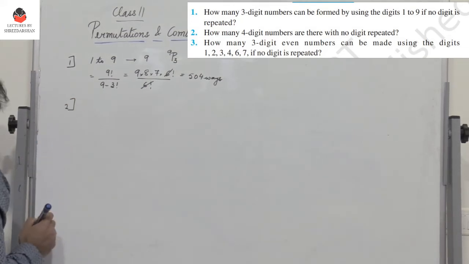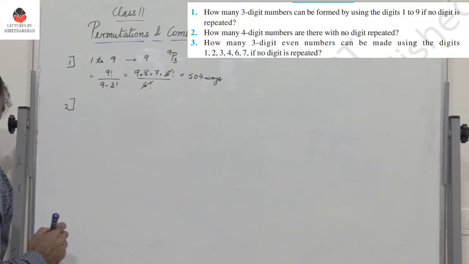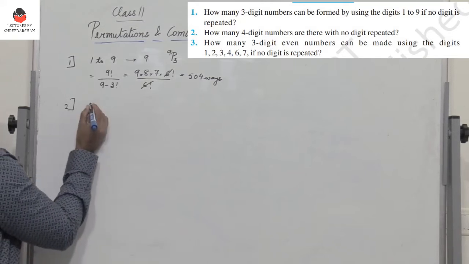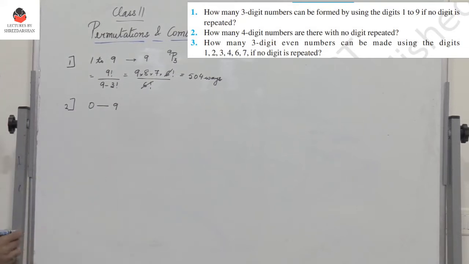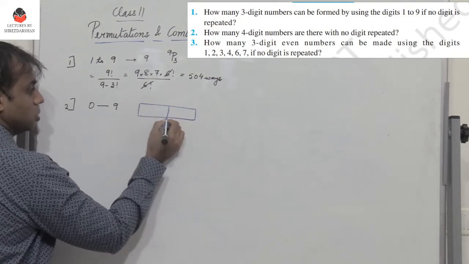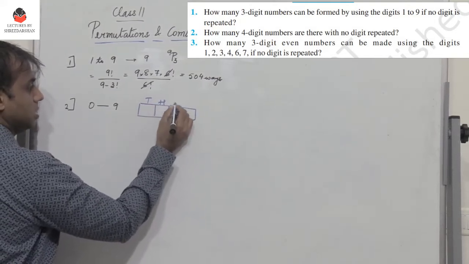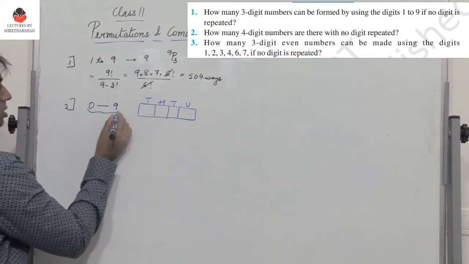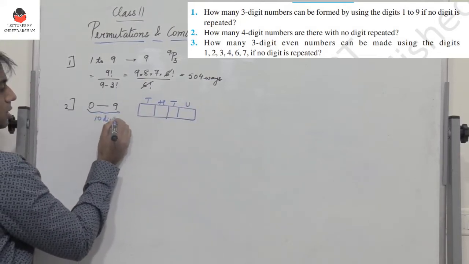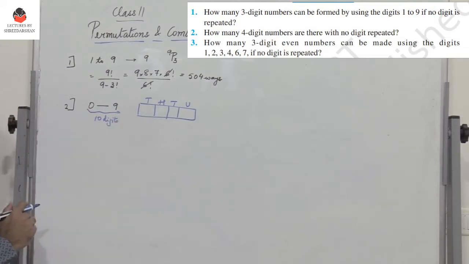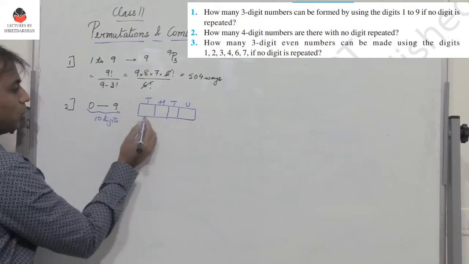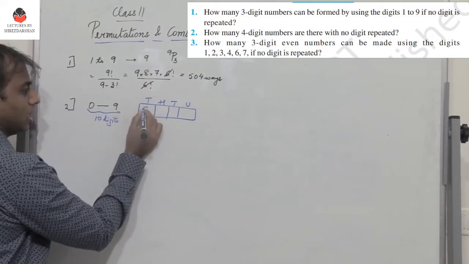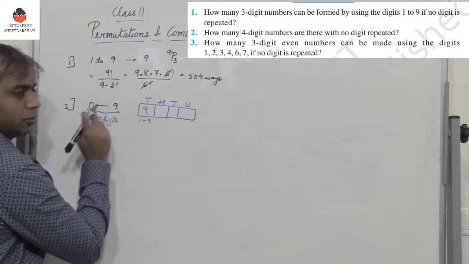Second one, how many 4-digit numbers are there with no digit repetition? So there are 10 numbers 0 to 9, and I need to find the total number of 4-digit numbers. So 4-digit numbers, so you have the thousands place, hundreds place, tens place, and the units place. So there are 10 digits, that is 0 to 9. So in the thousands position, I cannot place 0, because if I place 0, it becomes a 3-digit number. So I only have to select numbers from 1 to 9. So there are 9 possible ways. So I select one of them.